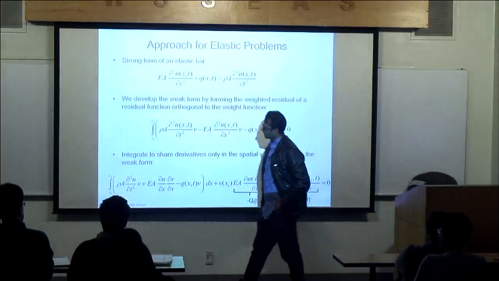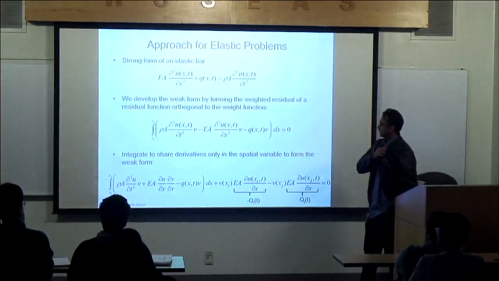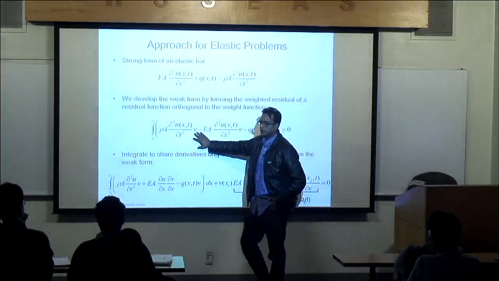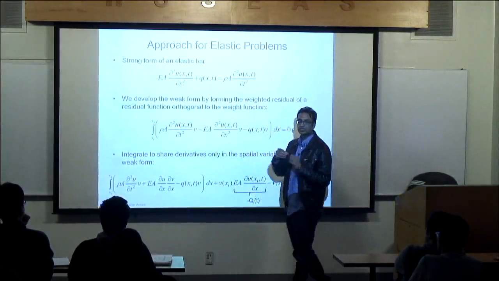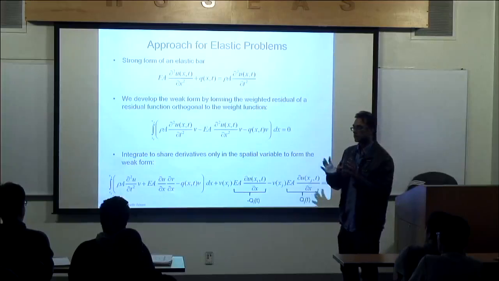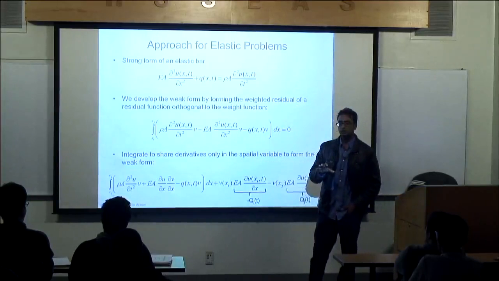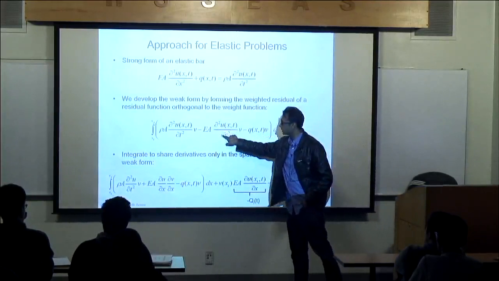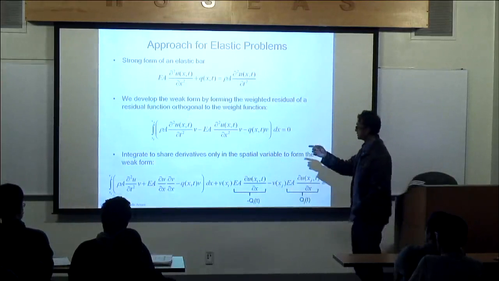Okay. The next step is we've integrated by parts to form the weak form. And you guys are all familiar with that. So here, I'm not going to integrate by parts the time derivative, because we're not discretizing the time domain using finite elements, just the spatial domain. So because we're only discretizing the spatial domain, which is only this one here, we'll be integrating by parts just that term.